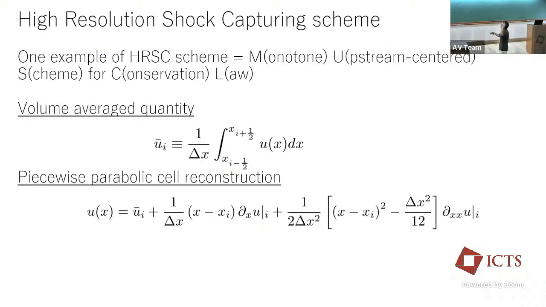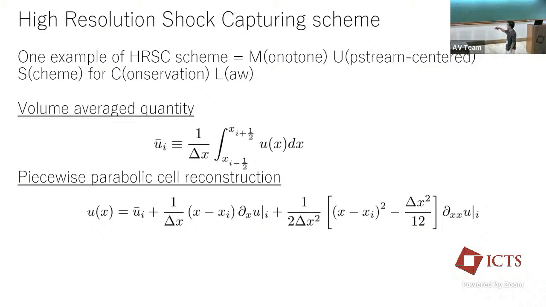One example of a high resolution shock capturing scheme, HRSC, is just one example: the monotone upstream centered scheme for conservation laws, which is called MUSCL. Let's define the volume average quantities as we did previously, like this. And let's consider some profile inside the cell. In this case, we consider a piecewise parabolic reconstruction inside the cell, where u(x) is a parabolic form.